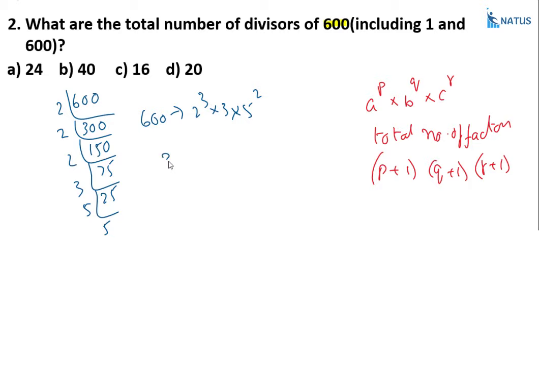Now what we require here is for 600. So what are the factors? 3 plus 1 into, 3 is nothing but 3 to the power of 1, right? 1 plus 1 into 2 plus 1. So this is equal to 4 into 2 into 3. So this is equal to 24, which is the answer. Suppose this is excluding 1 and 600, then the answer must be 22, right? So what is the answer? Answer is option A.